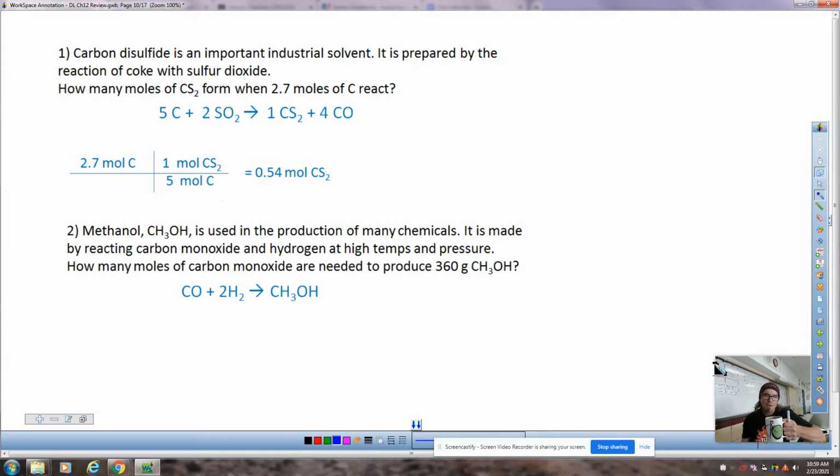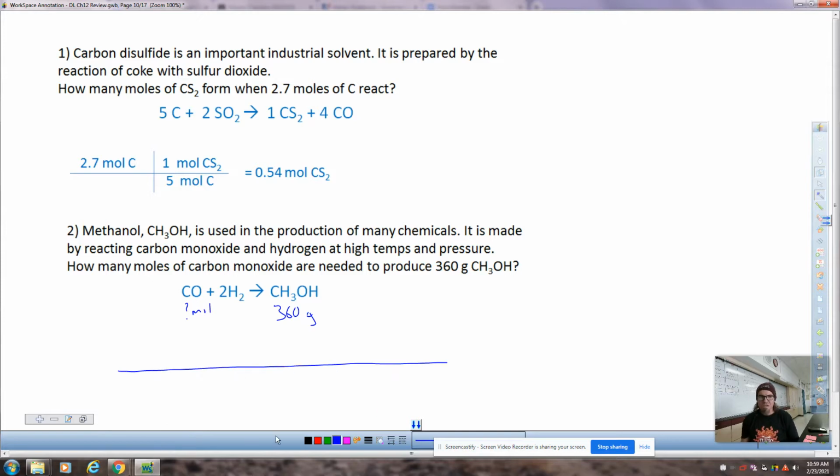Question number 2. How about let's pause and give you a chance to work on it. All right, you're back with me again. Methanol is used in the production of many chemicals. It's made by reacting carbon monoxide with hydrogen. We already have a balanced equation, and we want to produce 360 grams of methanol. How many moles of carbon monoxide are required?